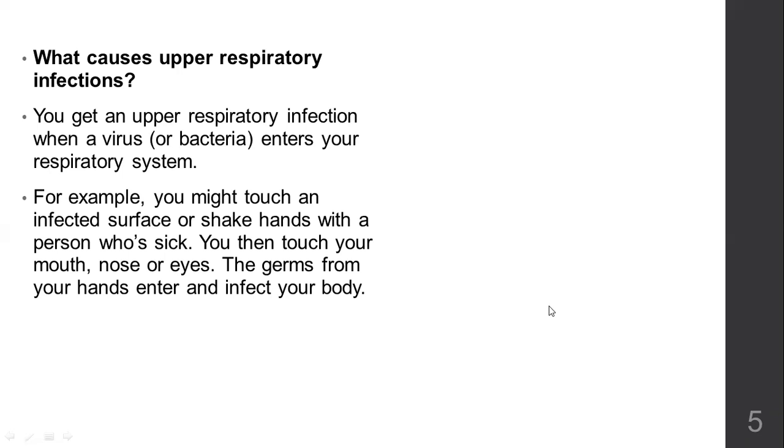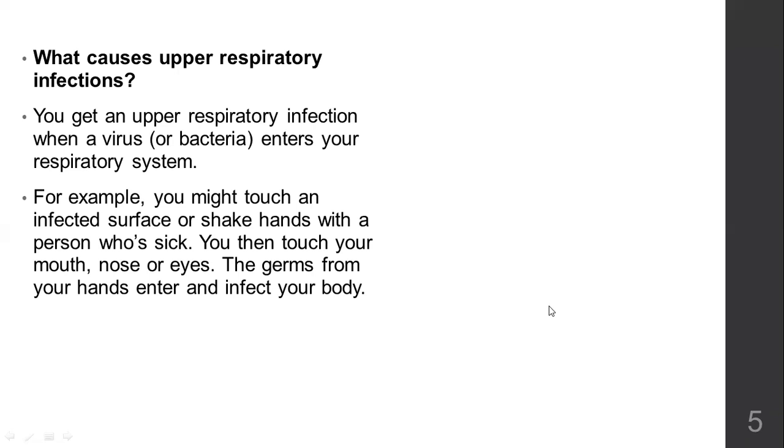If you use the same utensils, the same towels, exchange clothes with the sick person, or use the same bed linens, the bacteria can affect you as well. So this is indirect or direct contact, or you may breathe in the droplets from their cough or sneeze.